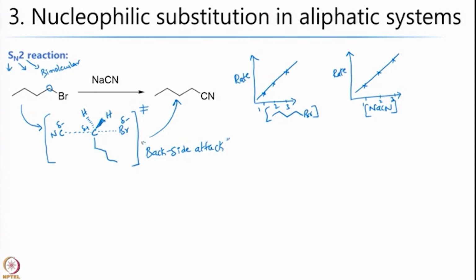In chemical jargon, this is called a backside attack, that is, the incoming nucleophile CN minus comes from the backside of this carbon which is attached to the bromine and attacks, and the bromide leaves. You form a C-CN bond here, and the C-Br bond gets broken, right. A major consequence of this is, in case the carbon which bears the bromide is a stereogenic carbon or a chiral carbon center, then an inversion in the stereochemistry is observed.